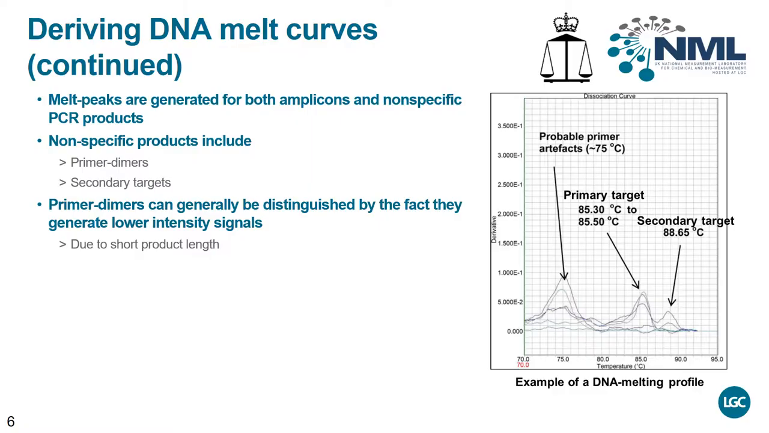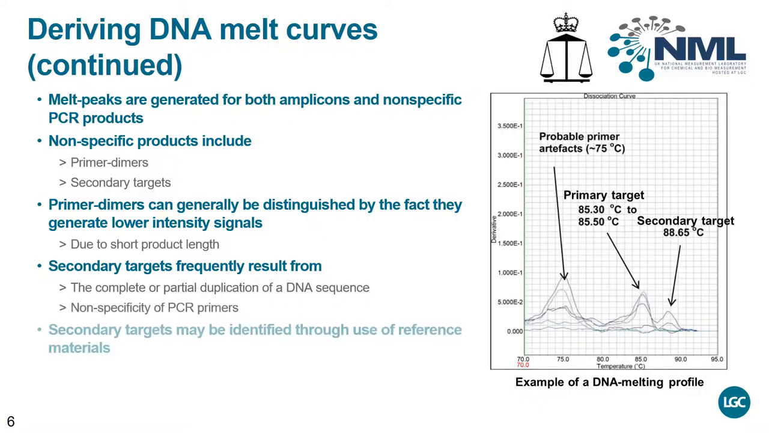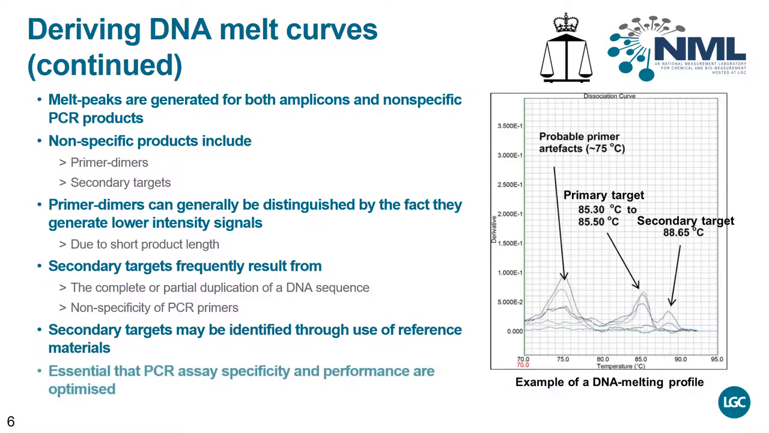Primer dimers occur as a consequence of DNA sequence self-complementarity between or within primer pairs. Secondary targets frequently result from the complete or partial duplication of genomic DNA sequences, or when an unoptimized PCR assay is employed. For DNA melting curve analysis, it is essential that the PCR assay specificity and performance are optimized.